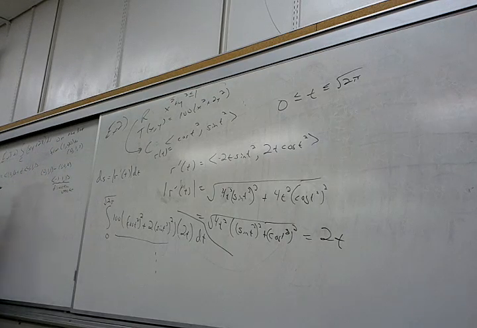So, just to double check, when T is 0, I have 1, 0, 0. When T is 1, I get 1 minus 1, 0, 1, 1, which is where I want to end up, right? So T, I want to go from 0 to 1. Okay, how are we doing so far?